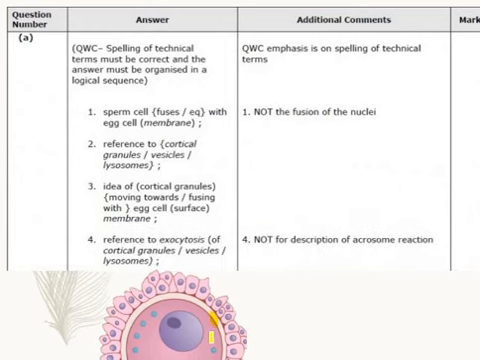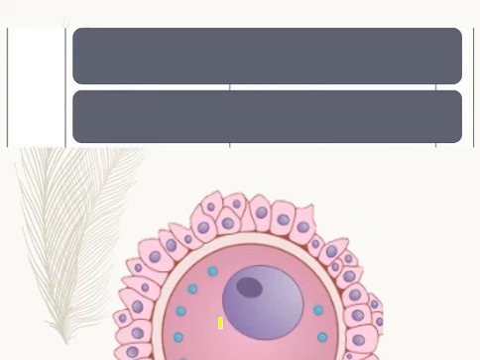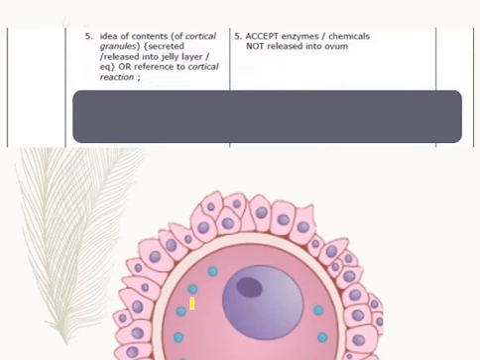And those cortical granules or vesicles, if you call them that, are exocytosed. Okay, so exocytosis happens here. They're transported out of the egg here. The idea of the contents of the cortical granules being released, so all the enzymes or the chemicals within them, being released into the zona pellucida. They say jelly layer. We want to say zona pellucida. It's more accurate. Or if you said that this whole thing is called a cortical reaction, you also get that mark.